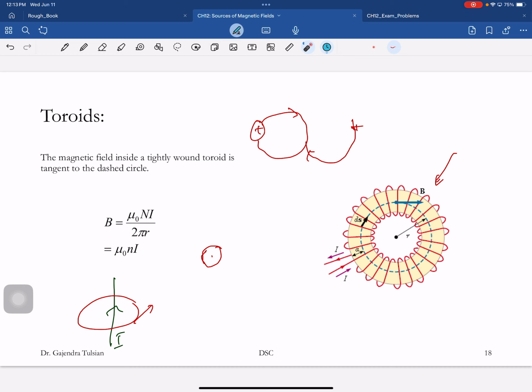N is the number of turns per meter. Okay, so 2 pi r, that's the length of the toroid. 2 pi r is the circumference of the toroid, and the total number of turns divided by that gives you the number of turns per unit length. Okay. And I is the current.